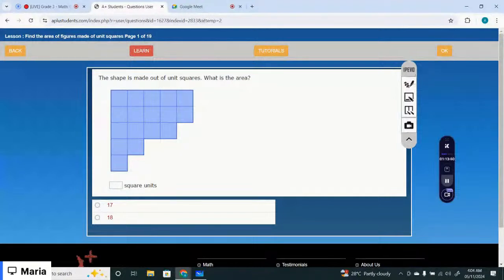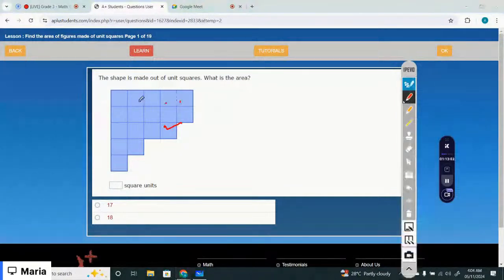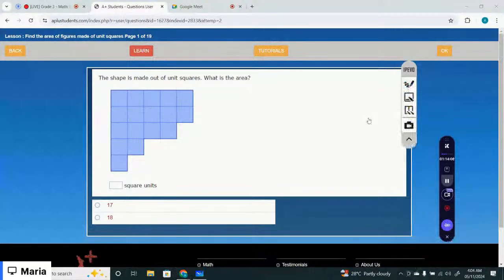Let's just count the squares, right? They are 1, 2, 3, 4, 5, 6, 7, 8, 9, 10, 11, 12, 13, 14, 15, 16, and 17. There are 17 squares, right? So that is 17 square units. The correct option is 17 square units. Option number 1 is the correct option.